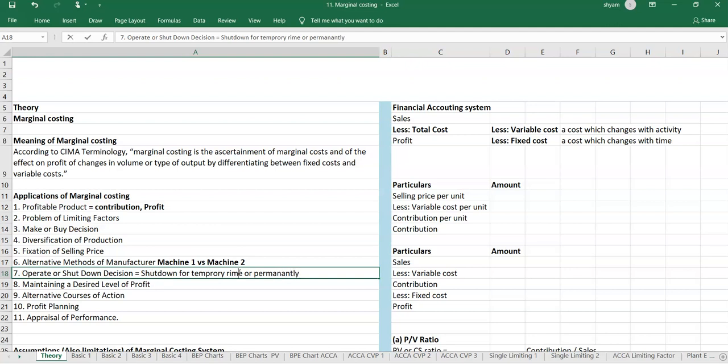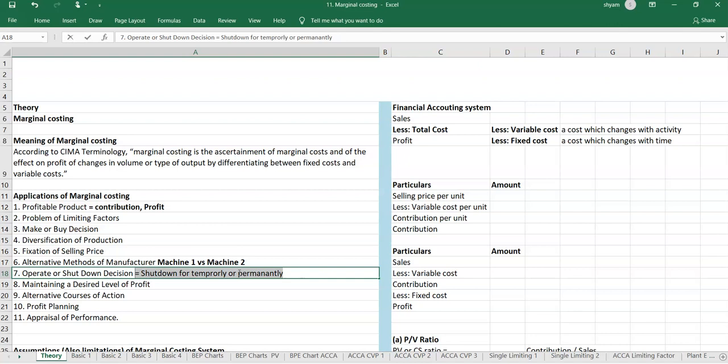Okay, so should you shut it down temporarily or permanently? Or we'll put it like temporarily. Okay, so even this decision, it helps.